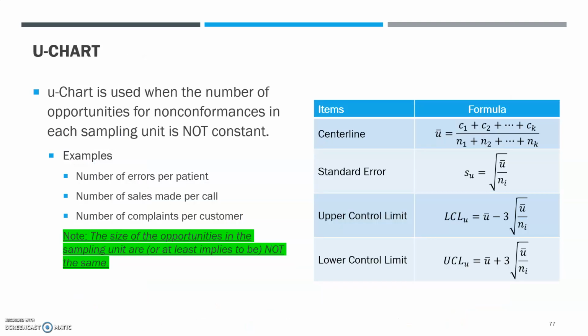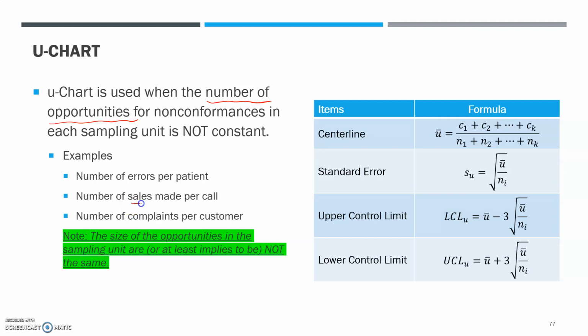And the last one is the U chart. It's a variation of the C chart, but it has a slight difference. The difference comes from the number of opportunities for nonconformances in each sampling unit not being constant. For example, number of errors per patient: maybe medication errors or injection errors, because the number of patients visiting the hospital each day is different. Therefore, the base number of patients you use to measure the errors is different from day to day.